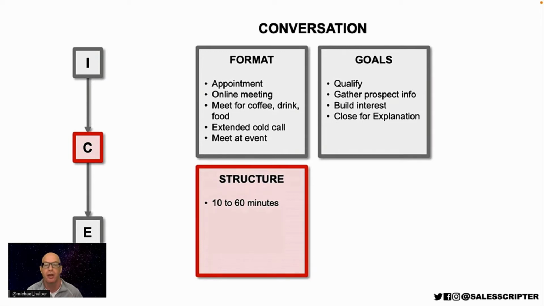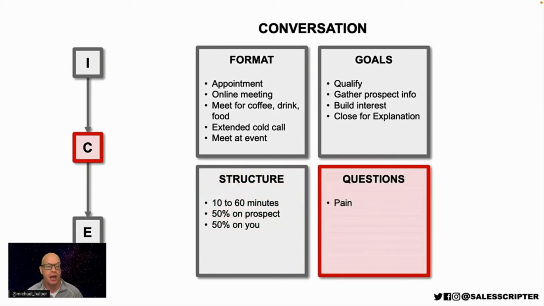Where you end up there could be determined by how complex your product is or how much time you think you can get from the prospect. But regardless of how long the appointment is, 50% of the appointment should be on the prospect, and 50% should be on you. If you stick to this, it should help to prevent that showing up and throwing up. And then the questions to ask during the conversation or appointment: we can ask pain questions, current state questions, desire state questions, organization questions, and qualifying questions. I'll review all those different questions here in a minute as well.